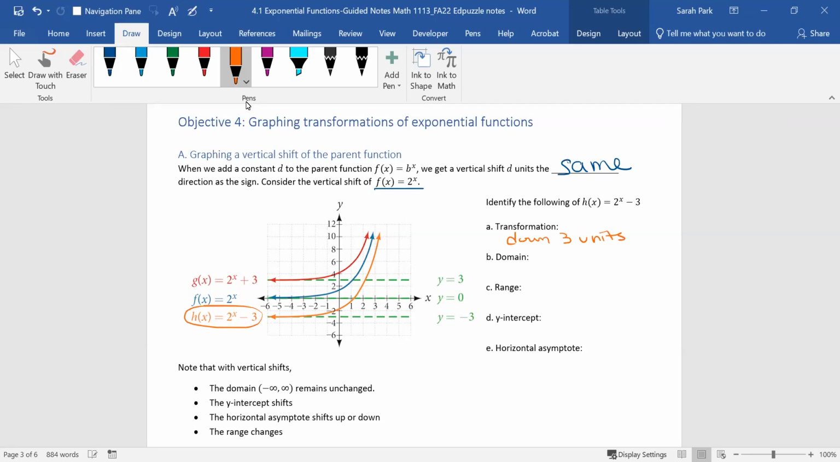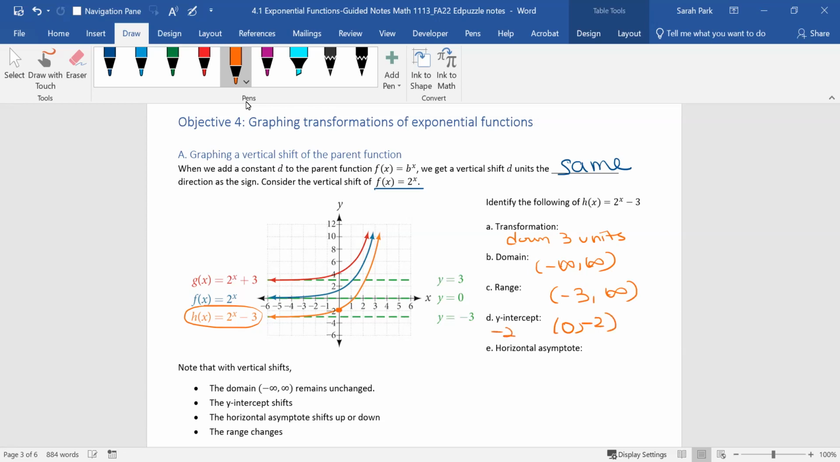The domain is the same. It's going to be negative infinity to infinity. The range, the lowest y value this time, is going to start at the horizontal asymptote: negative 3 to infinity. The y-intercept looks like it's intercepting the y-axis at (0, -2), or just negative 2.